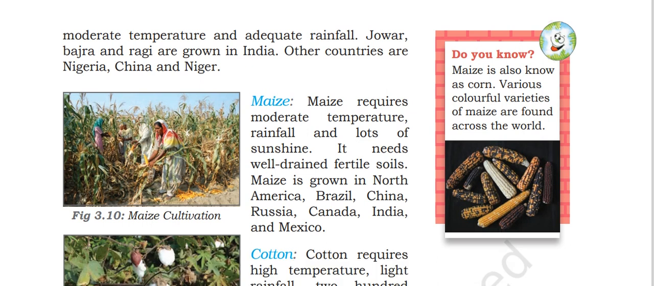Maize requires moderate temperature, rainfall, and a lot of sunshine. It needs well-drained fertile soil. Maize is grown in North America, Brazil, China, Russia, Canada, India, and Mexico.